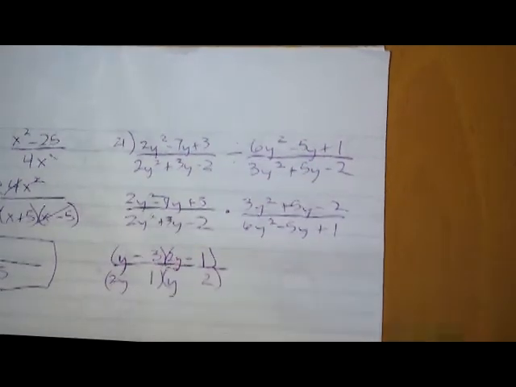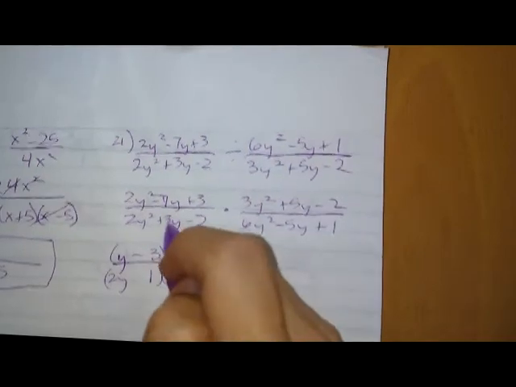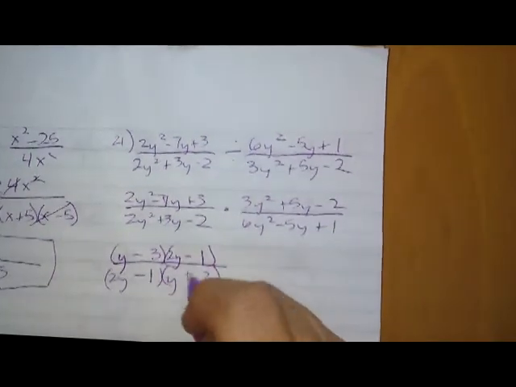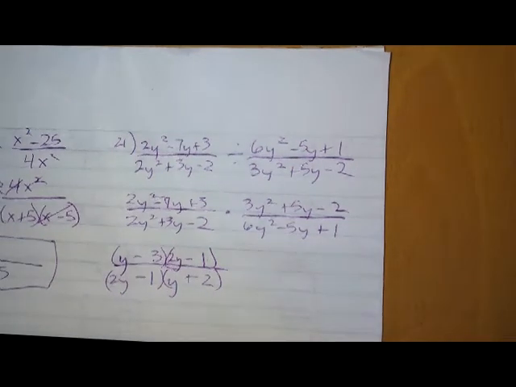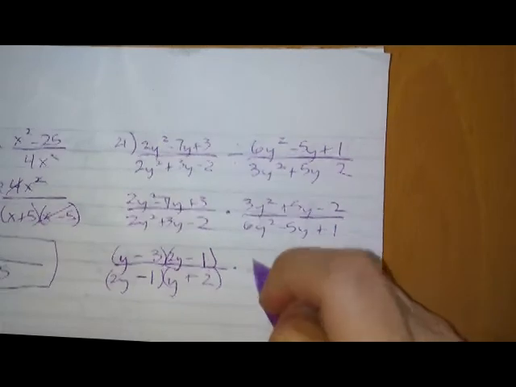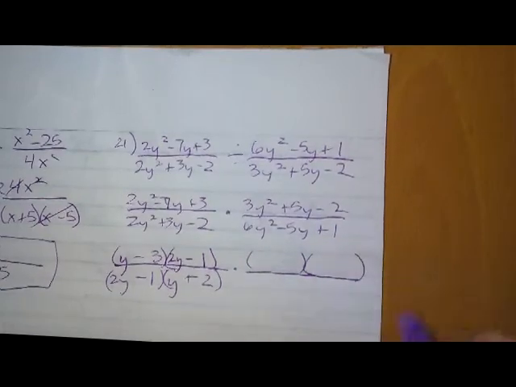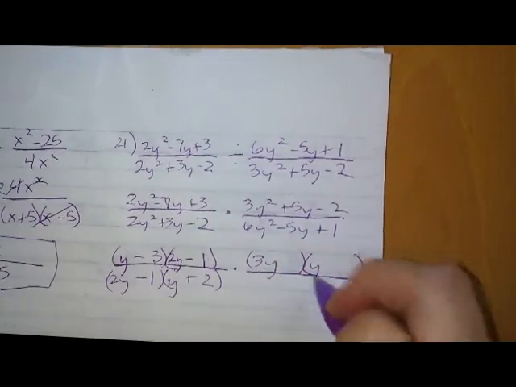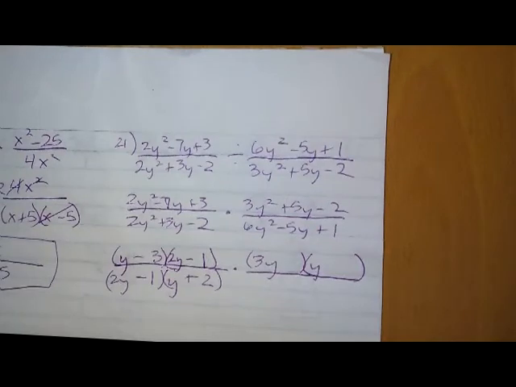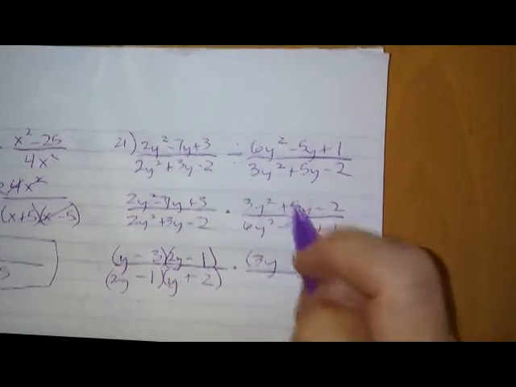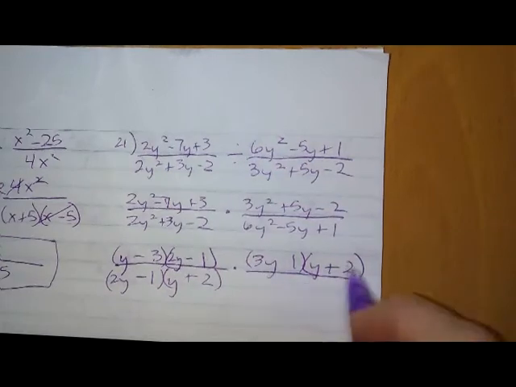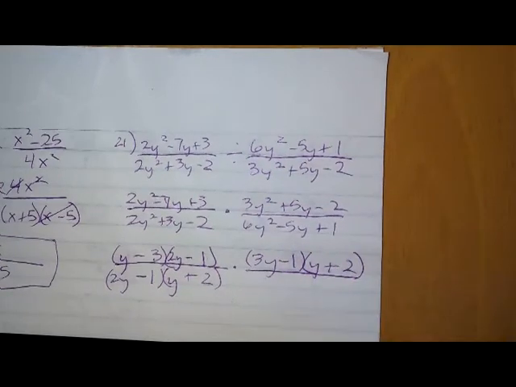2 and 1. We need a positive 3y, so minus 1 and plus 2. This is a negative 1y. This is a positive 4y. Okay, almost there. 3y and y. We need a negative 2 at the end. 2 and 1. Positive 5 in the middle, so plus 6 minus 1.